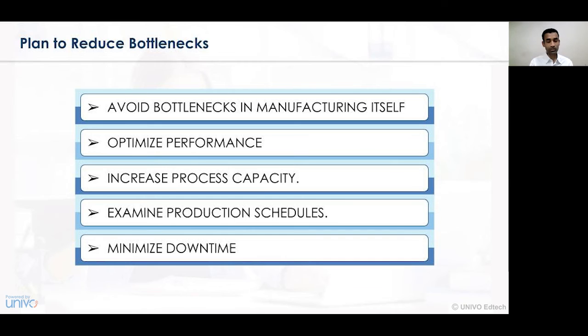Examining the production schedules. When we examine, assess and identify the various process schedules and production schedules that have been undertaken, it helps to create better organizational results, and on that basis, the activities that have been conducted are quite effective and fruitful. And lastly, minimizing the downtime.